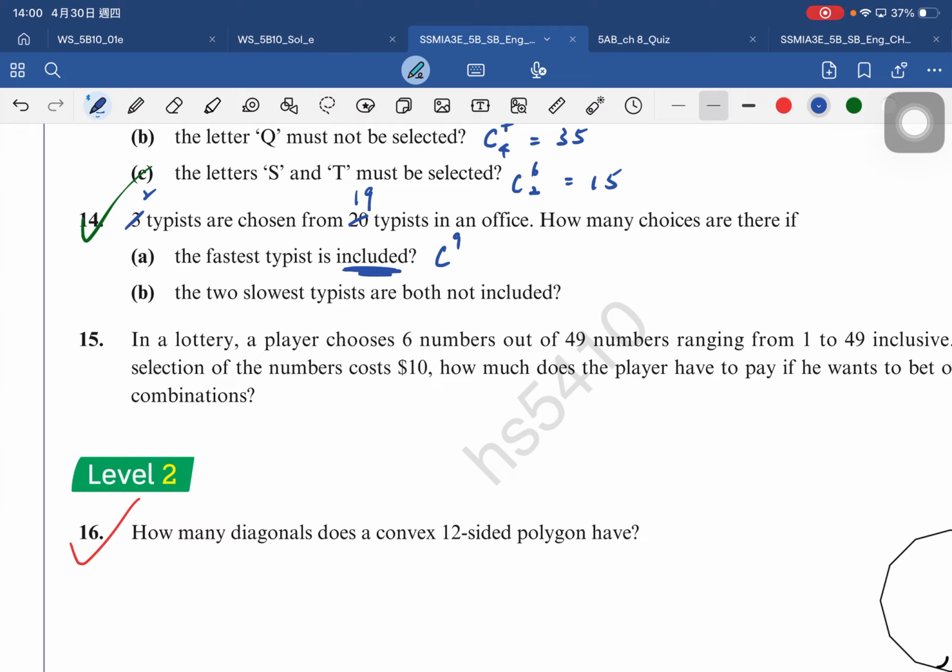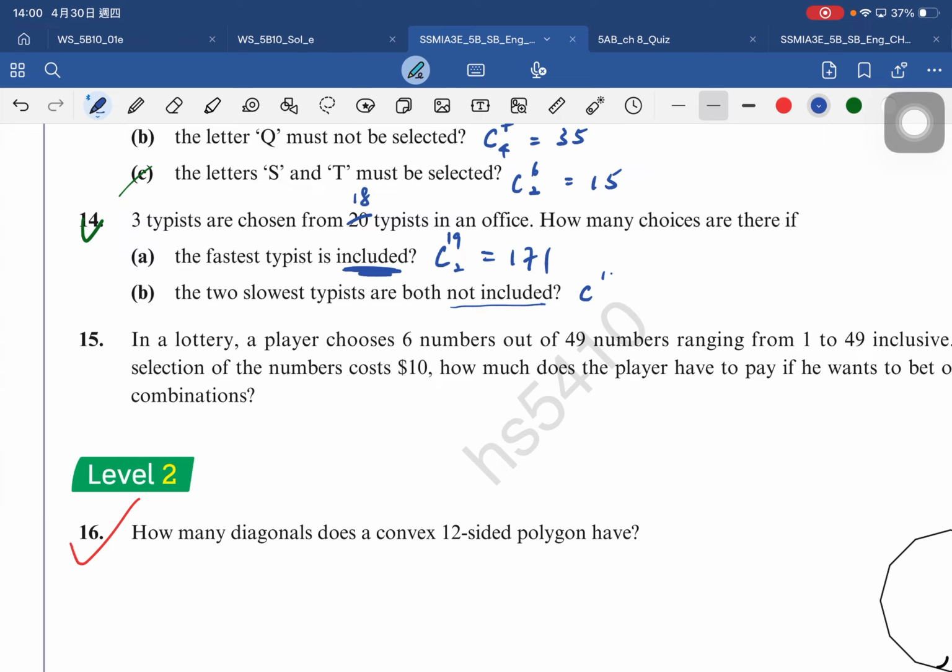So this one only 2. You should also think about who should be selected 啦。Last one, the 2 slowest typists are both not included. Not included. So to not include also affect the numbers of choices available for you 啦。最慢嗰兩個一定唔包。Oh, sorry, 19. Thank you. Okay. But the answer just 71.